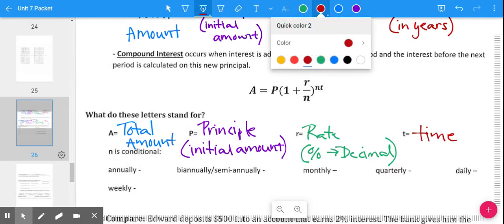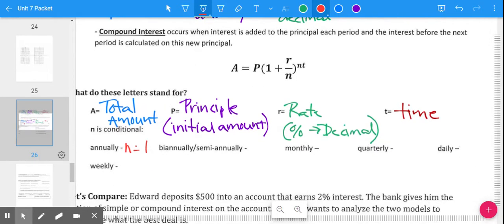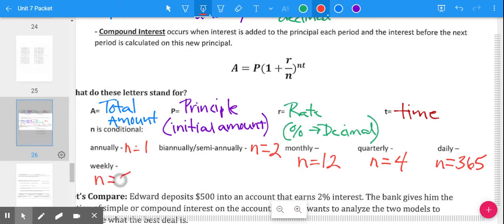So when it's annually, N is 1 because it happens once a year. When it's biannually or semi-annually, N equals 2. Monthly, N equals 12 because there's 12 months. Quarterly, N equals 4 because there's 4 quarters in a year. Daily, N equals 365. And weekly, N equals 52.